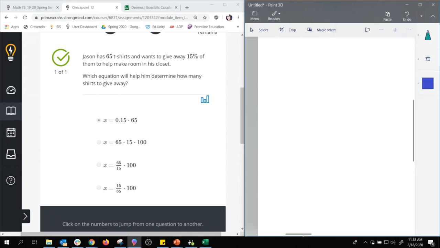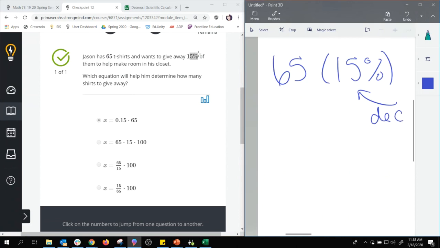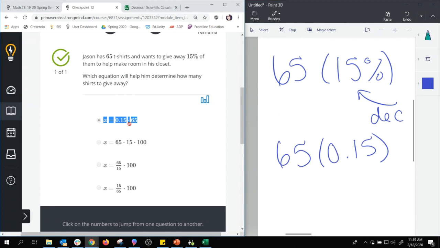All right. So if Jason is giving away 15% of his clothes, which equation will help him determine how many shirts to give away? Well, again, remember, anytime you have a whole number and a percent, you always want to multiply them. So 65 times 15%, but don't forget your 15% needs to go to a decimal. So you're going to have 65 times 0.15. And when you multiply these two numbers, it will tell you how many shirts he needs to give away. So 0.15 times 65.